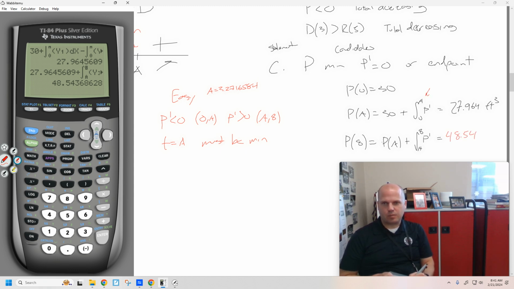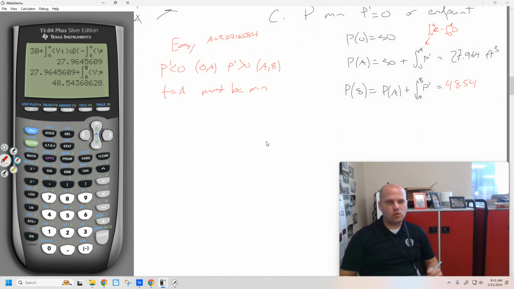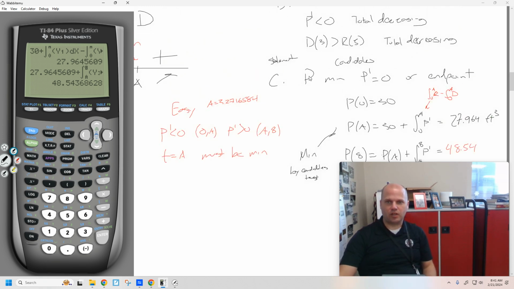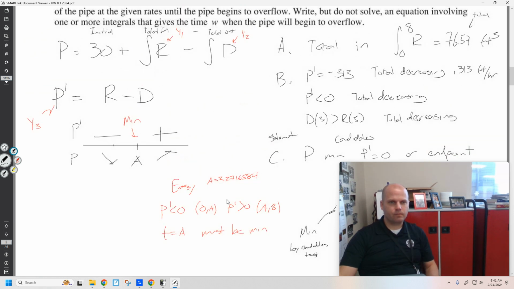You could have this be an accumulation from 0 to A of R minus an accumulation from 0 to A of D. All right, so if you do the candidates test way, boom, you list off your 3 candidates. You say, here are where my candidates come from. Here's my min by my candidates test. But again, you have to state where your candidates come from. Candidates test is worth nothing unless you state where your candidates come from.